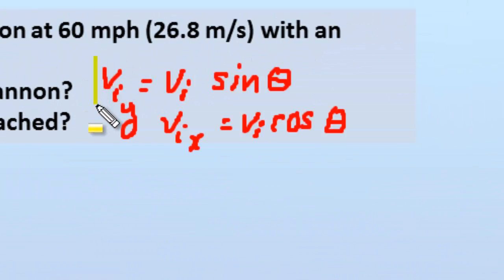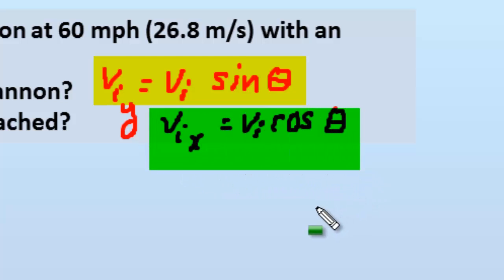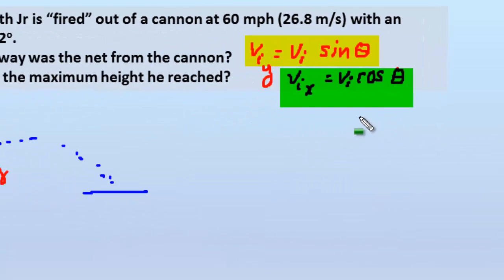Thanks to our vector notations, we know that the y component of any vector is just that vector times the sine of theta. And likewise, the x component of any vector is just equal to that vector times the cosine of theta. So we're going to use that information to find the x and y components of that initial velocity.